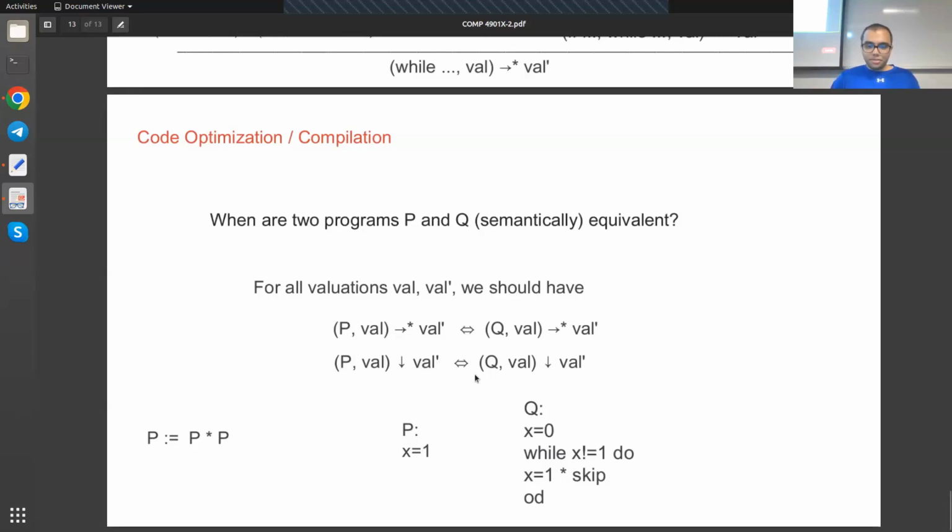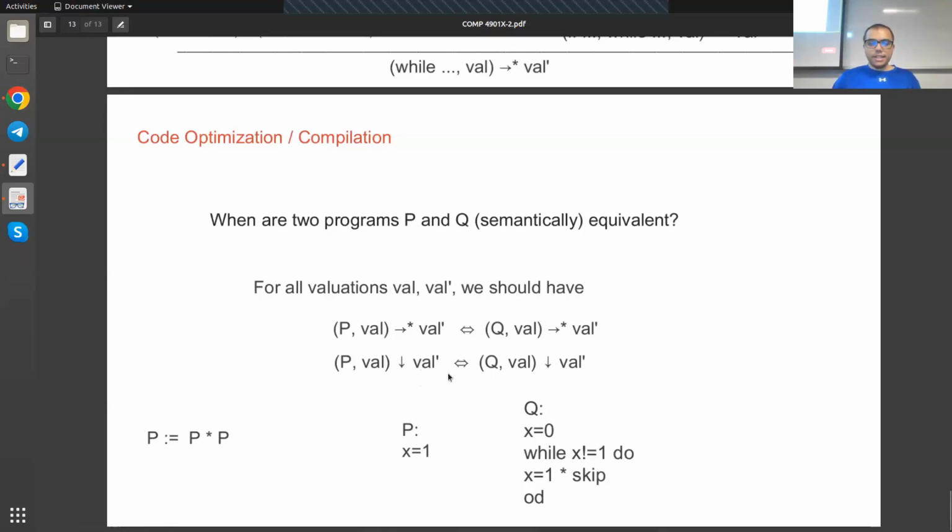And okay, so here are 2 definitions that we can give. So here's the first definition. I say that P and Q are equivalent if for any pair of valuations, val and val prime, P val reaches val prime. And this is with the empty program, so it means that it terminated at val prime, if and only if Q val terminates at val prime. And I can also write this with big step semantics. Okay. So what is this saying?